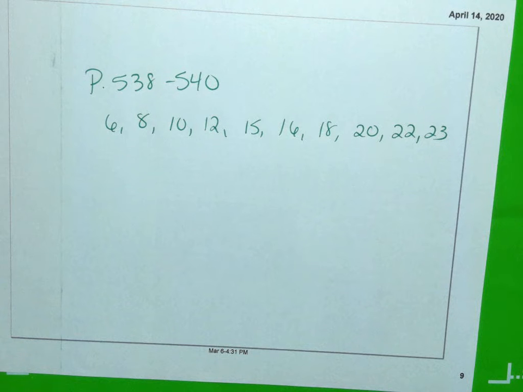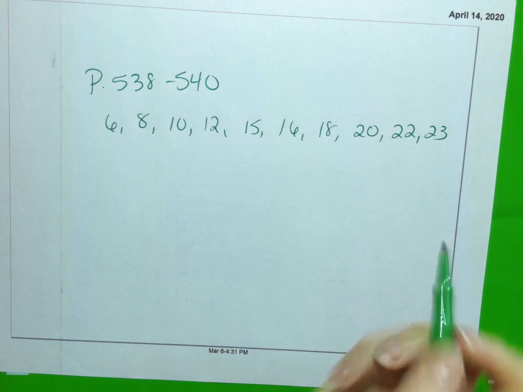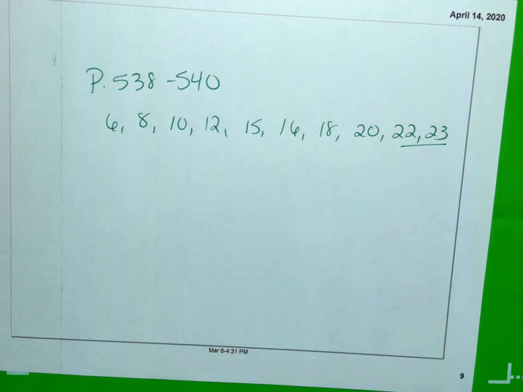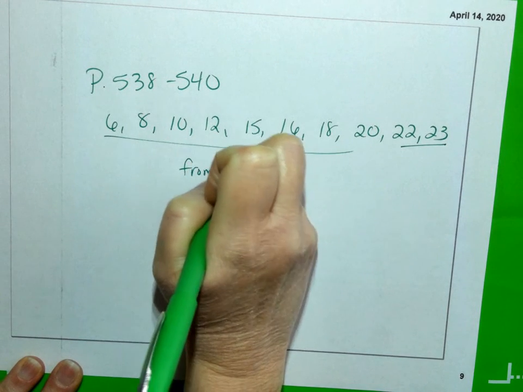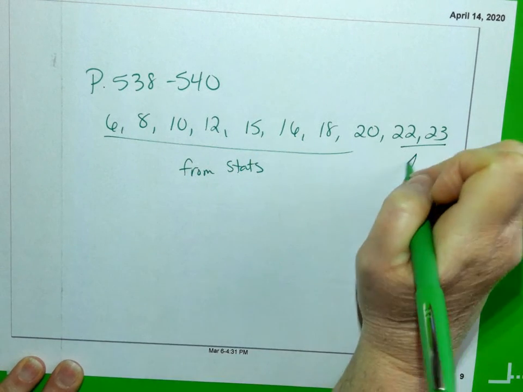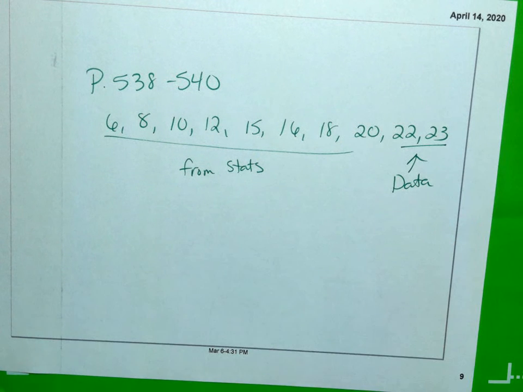Yep. Okay, so 22 and 23 are data driven. All the rest of them are just questions in the book, straightforward like we did at the beginning. So these last two have data involved. All the rest of these are from the stats. These two have data. Okay.